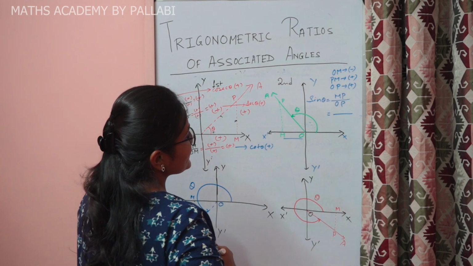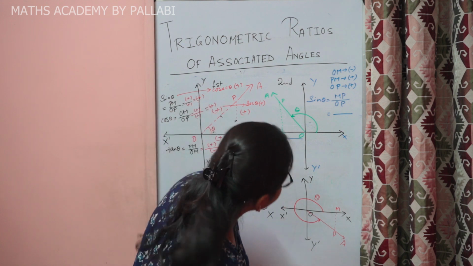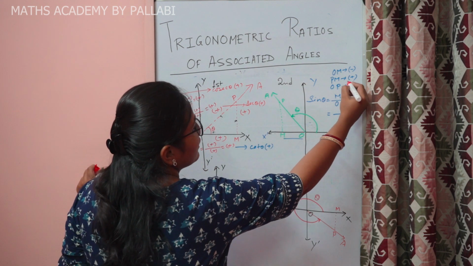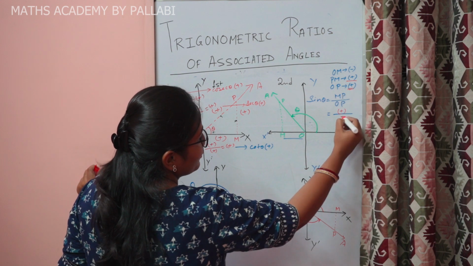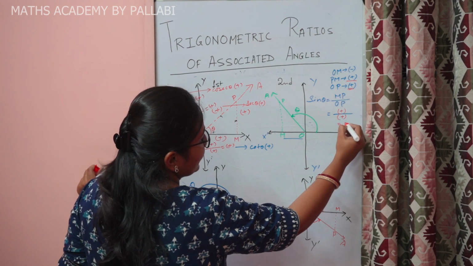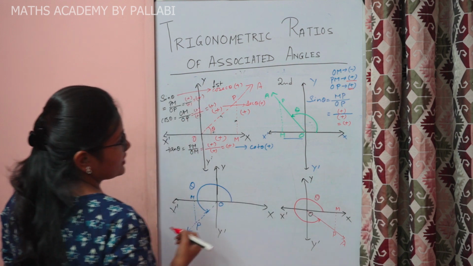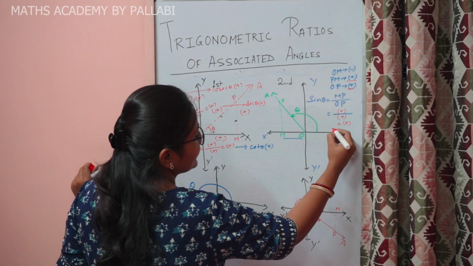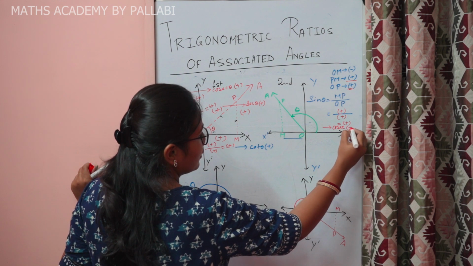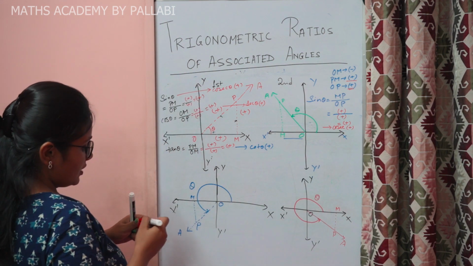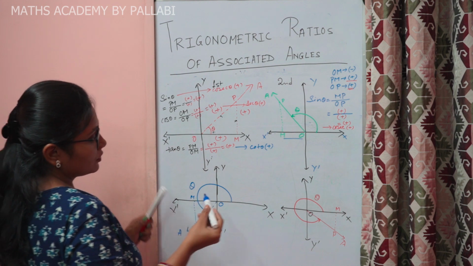Your MP is positive over here, and your OP is also positive. So your sin theta will be positive. Since your sin theta is positive, that means cosec theta is also positive. Now come to cos theta.